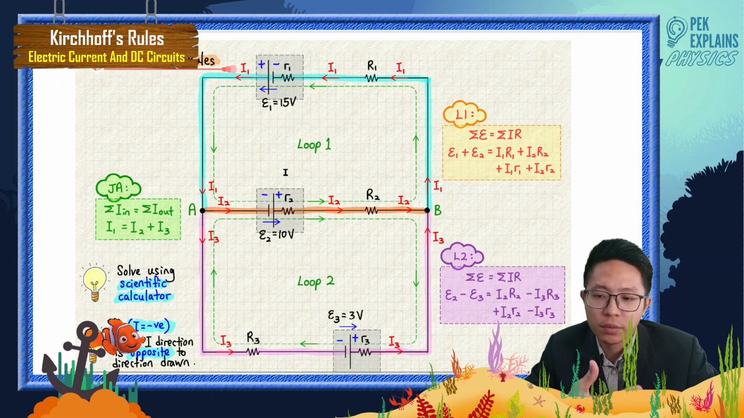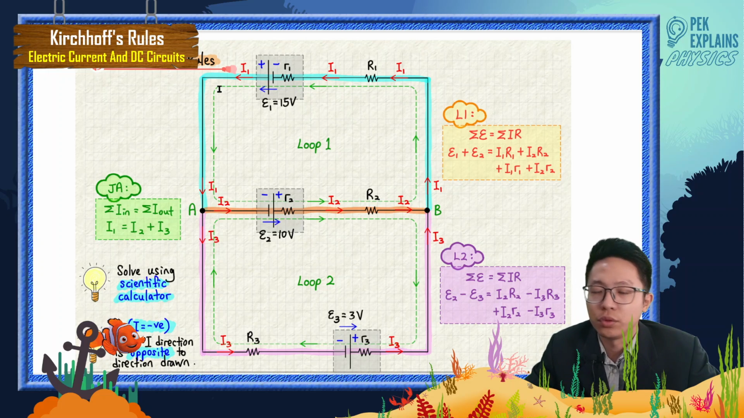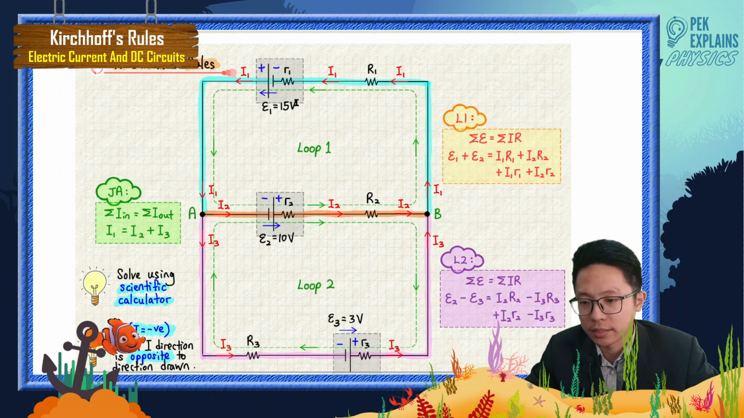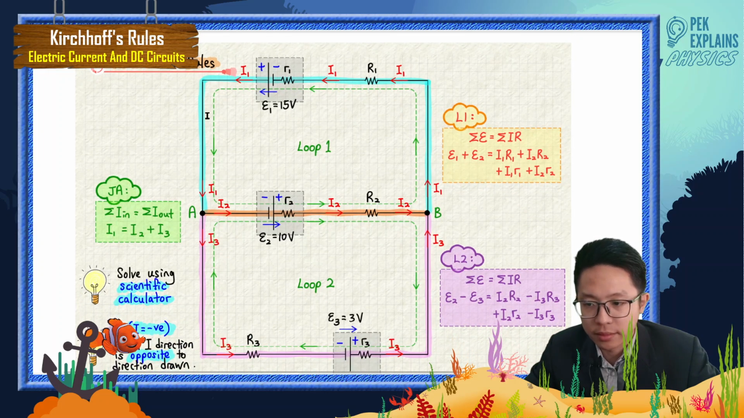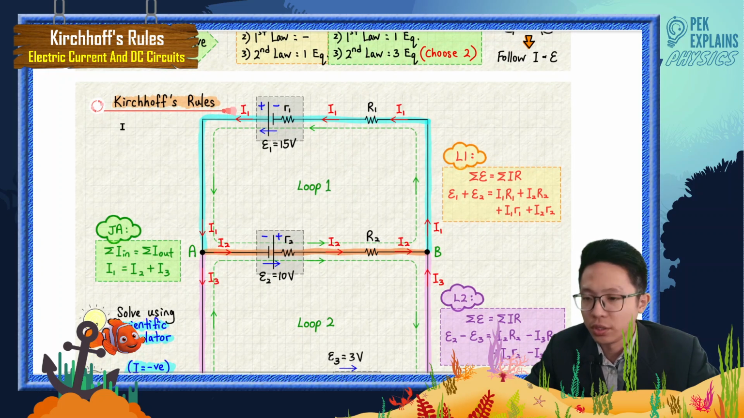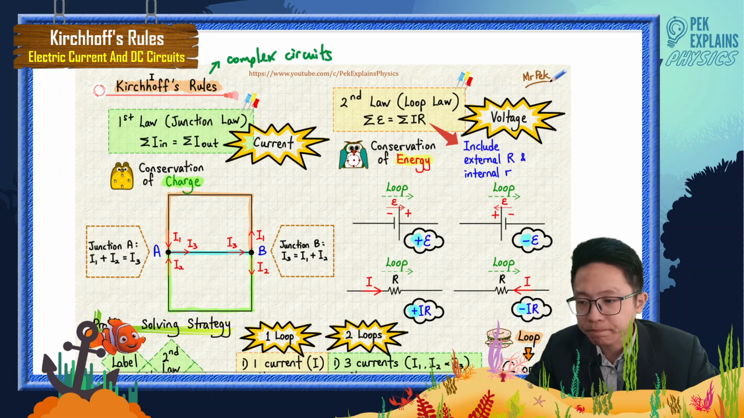So this one, definitely we cannot use the traditional method of series and parallel combination. This one we have to use Kirchhoff rules. We regard this as a complex circuit. If you have multiple batteries, more than one battery, normally we use Kirchhoff rules to solve the questions. We cannot use the traditional method. So anyway, this is very simple.